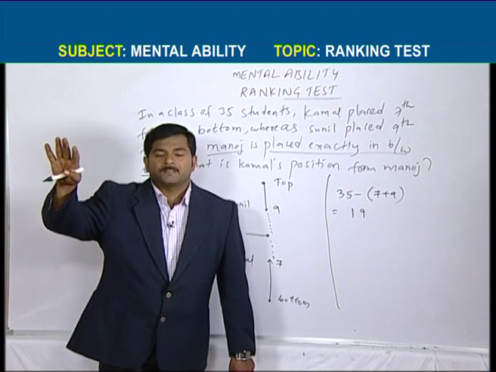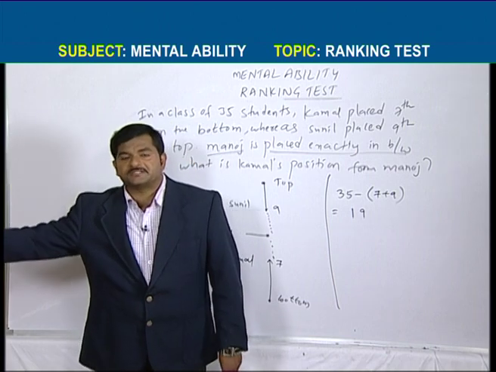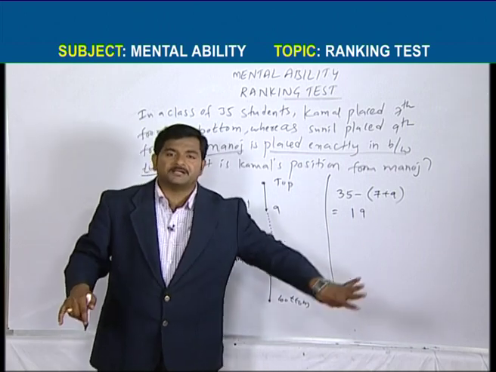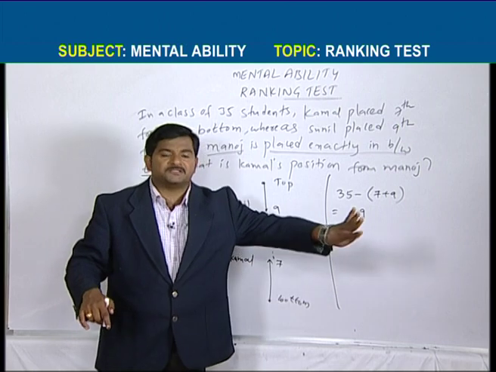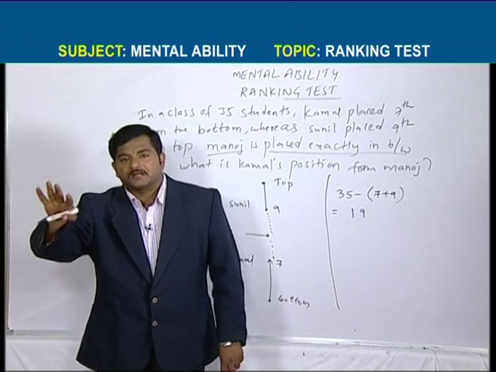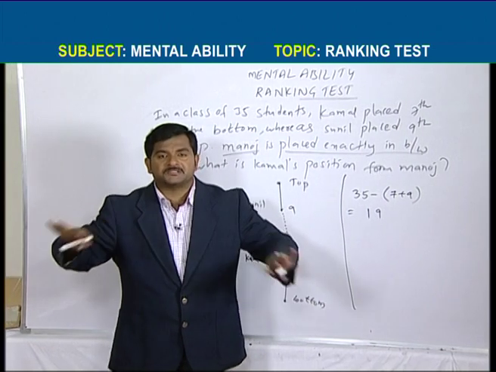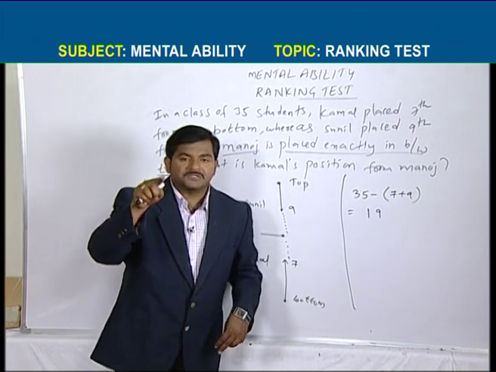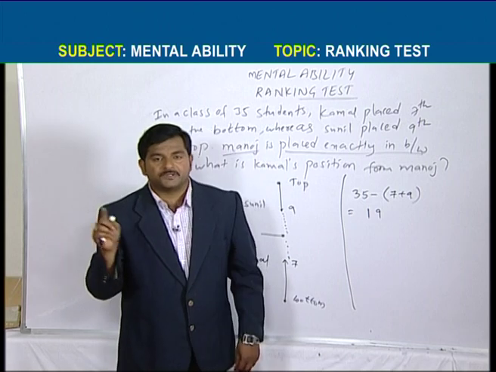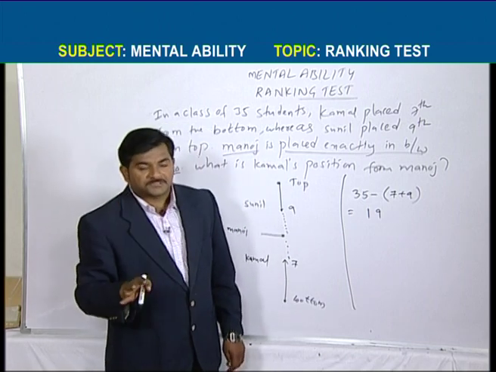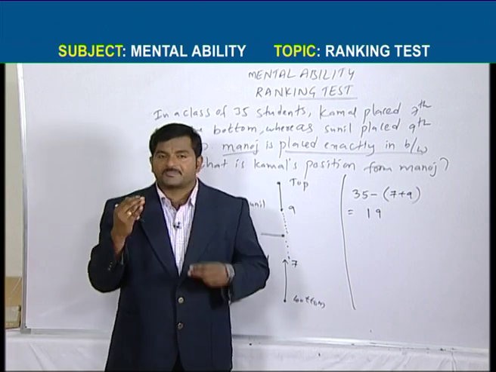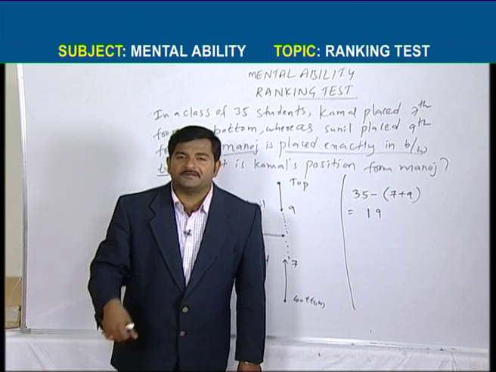So take 9 objects from the left side and 9 objects from the right side. 9 objects plus 9 objects, total how many are there? 18 objects are there, and one object is left, that is the 19th object. So indirectly there are 19 objects. If I take 19 objects, exactly the 10th object will be the middle object.